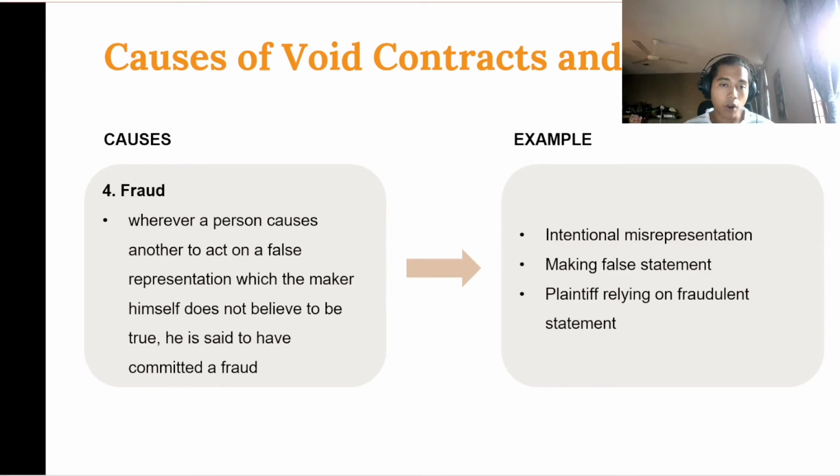Number 4, fraud. Wherever a person causes another to act on a false representation which the maker himself does not believe to be true, he is said to have committed fraud. Examples of fraud would be intentional misrepresentation, making a false statement, or a plaintiff relying on fraudulent statements. A common example of fraud would be when the plaintiff believes that what they are agreeing to is not legally binding, when it actually is. In layman's terms, they were tricked into signing a document.